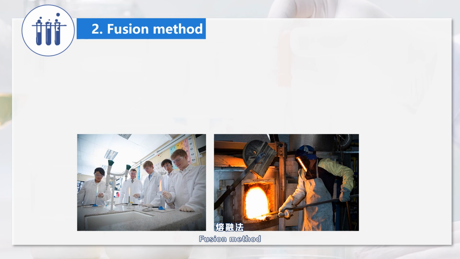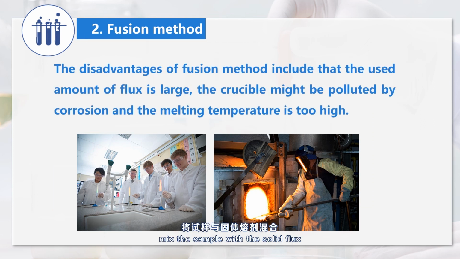Fusion method. Mix the sample with the solid flux and heat the mixture at high temperature to convert the whole component of sample into compound that is soluble in water or acid based on the metathesis reaction between the sample and the solvent. Disadvantages of fusion method include that the used amount of flux is large, the crucible might be polluted by corrosion, and the melting temperature is too high.